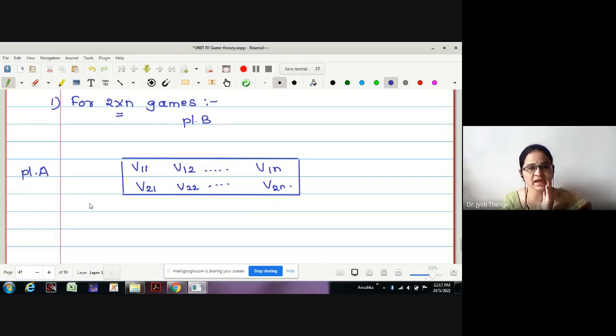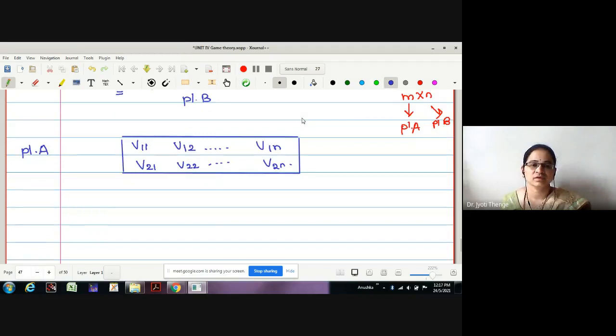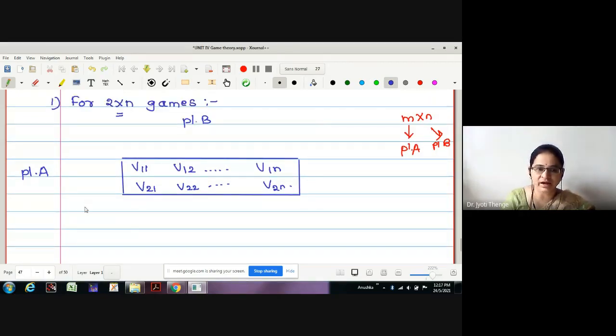Yes, player A has 2 activities. Player B has n activities. I told you already that whenever we write an m by n matrix, it means player A has m activities and player B has n activities, right? Now here I can write the 2 activities for player A as, say, A1 and A2. Similarly, I will write the activities for player B as B1, B2 to Bn.